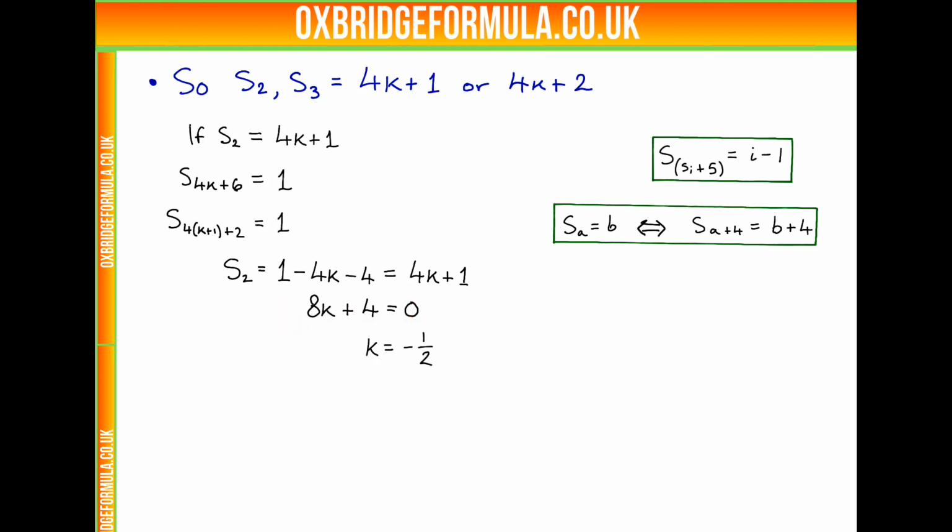Is this a valid solution? Remember that k is an integer. Through this whole question we're dealing with whole numbers. And so this in fact gives us a contradiction. And so S2 can't be of this form, and hence must be of the second form.